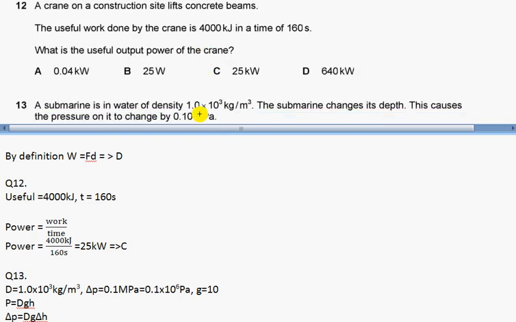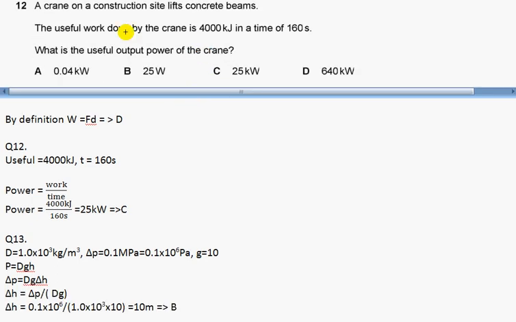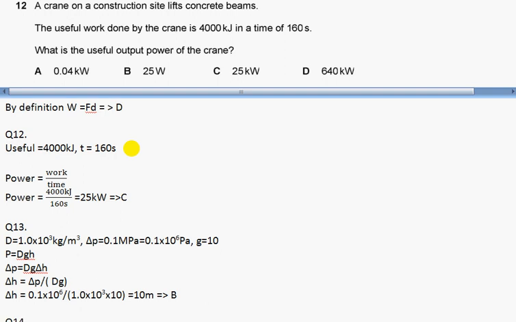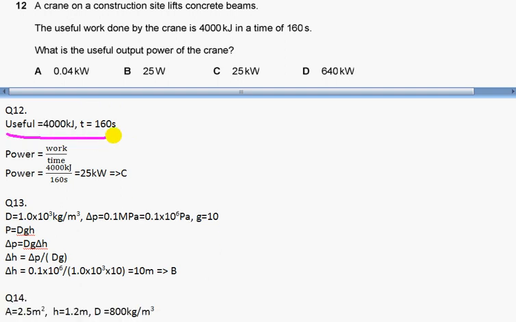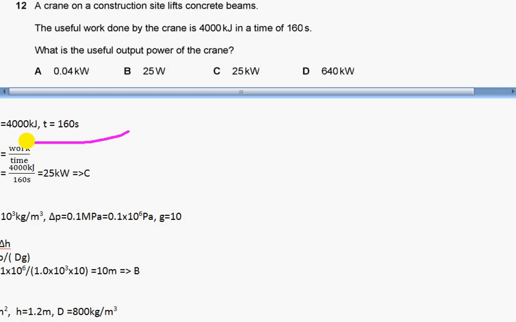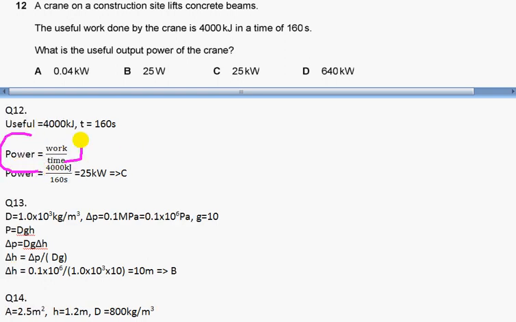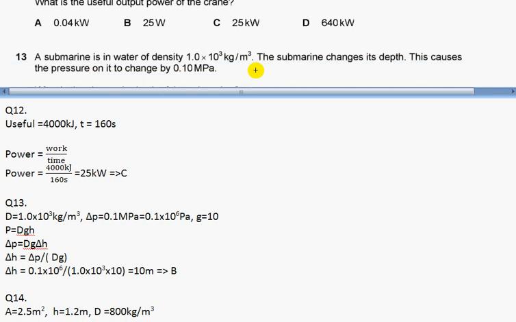Question 12. A crane on a construction site lifts concrete beams. The useful work done by the crane is 4,000 kilojoules in a time of 160 seconds. What is the useful output power of the crane? So here, first of all, we write given information in this form. Then we recall the formula. For power, it is work by time. We put numbers. K helps us to convert kilojoules into kilowatts. So K stands for 1000. So we get answer C.